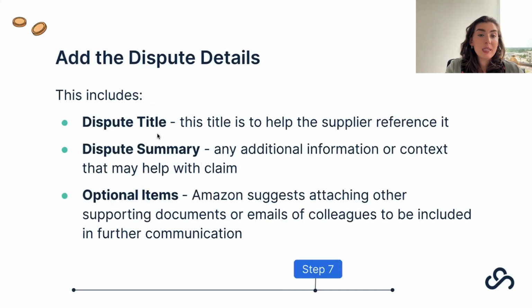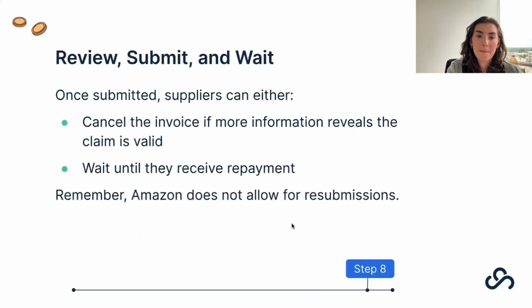And then other dispute details, these are more for suppliers. So it's easier for suppliers if you want to add a dispute title or summary for additional context for your team, or having an internal way to refer to these types of deductions. And then I kind of mentioned this earlier, but optional items is a place where you can actually add more supporting documentation or emails of colleagues to be included in further communication.